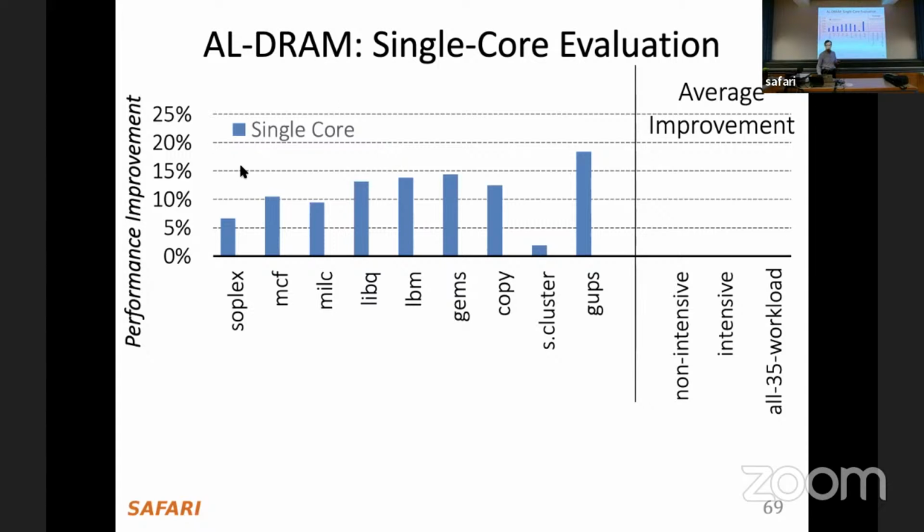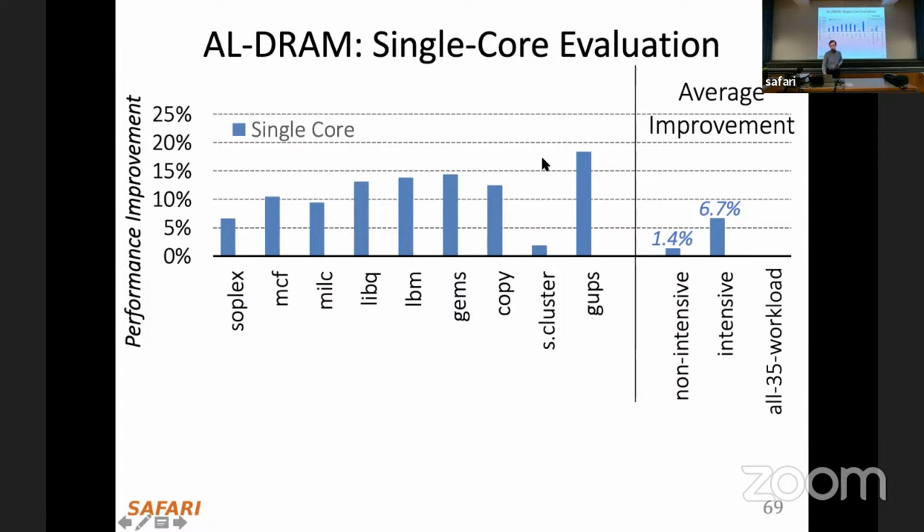This is single core. Single core doesn't exercise memory a lot, but there are some applications. This is GUPS, giga updates per second. It's a random access workload, and random access workloads are quite sensitive to latency. This is not the most sensitive workload because it has some parallelism also.